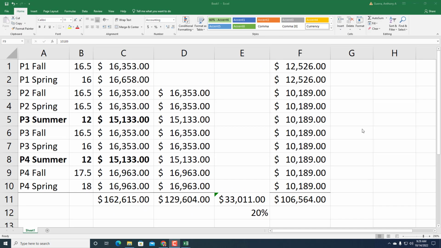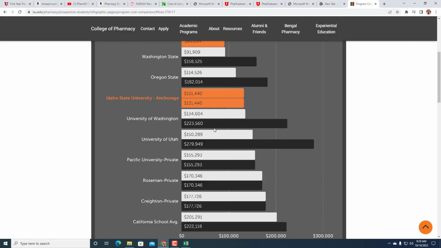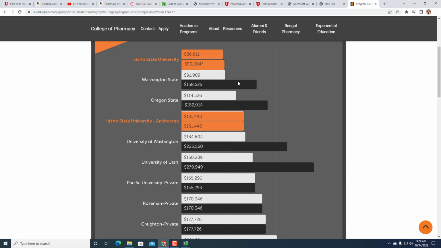And so when I look at this, it actually is significantly cheaper to go to Idaho State. So it looks like about $106,000, even if they have that extra P3, P4 summer, and then about $129,604 to go to Utah. And maybe this is off by $13,000. The reason why I'm not sure is because when I look at this page on the Idaho State website where they compare costs, when you're talking about Idaho State University, it looks like compared to Washington State in-state, they're about the same, but out-of-state, much more expensive.